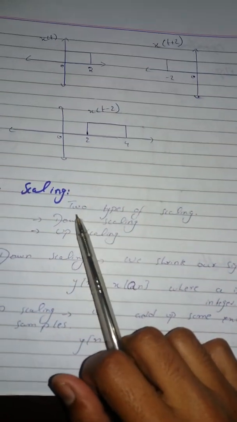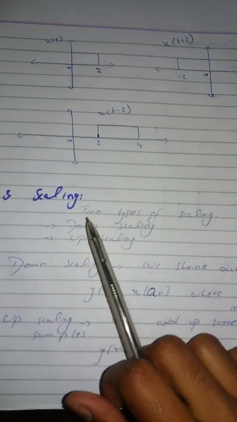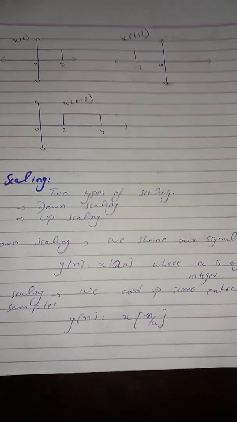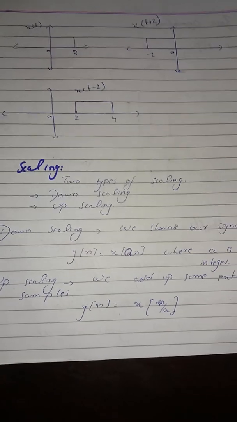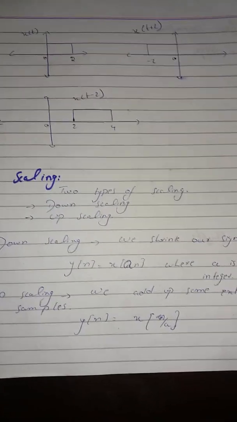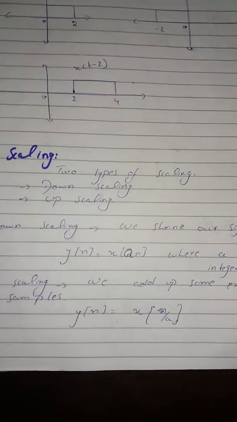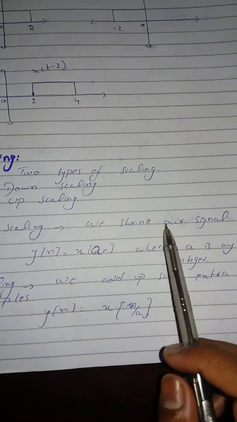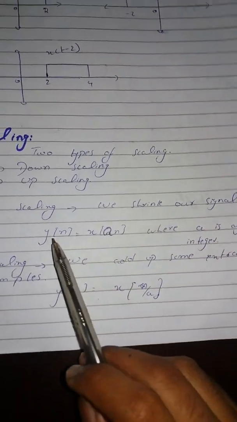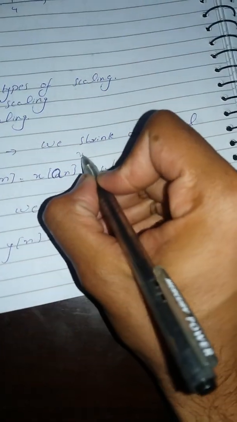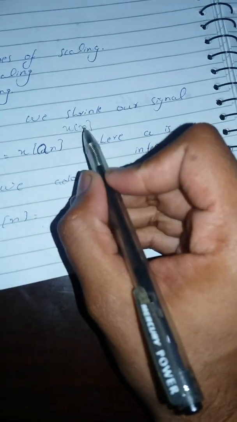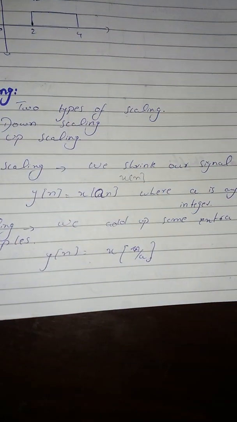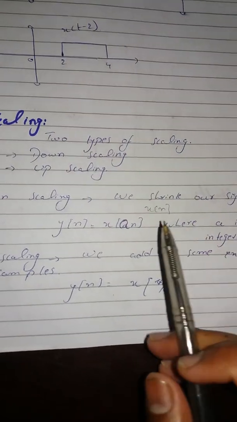So then let's talk about scaling. There are two types of scaling basically, downscaling and upscaling. In scaling, what we do is either we shrink the signal or we expand the signal. In downscaling we actually shrink our signal. Let's suppose we have an x of n. Then to shrink it, we're going to multiply it with the number that we want, with the interval that we want to shrink it.